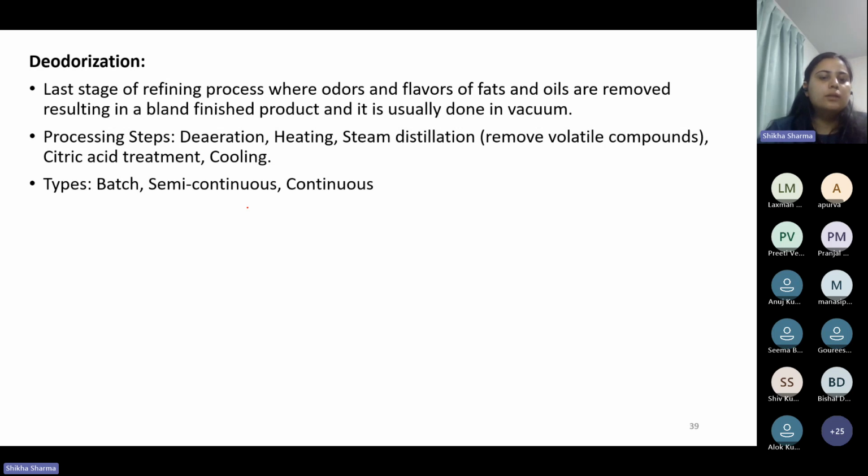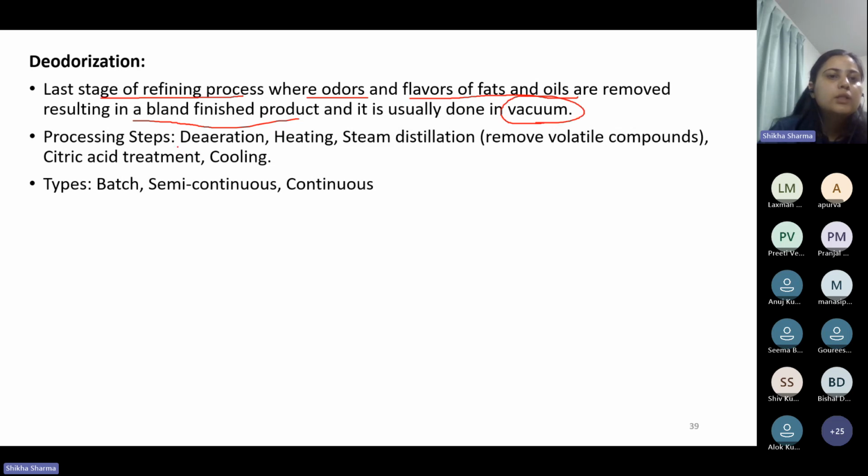So there are the deodorizers. In the deodorization step, which is the last step in the refining process, the odors and flavors of the fats and oils are removed, so the oil will be a bland finished product.